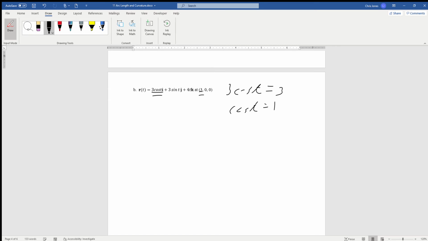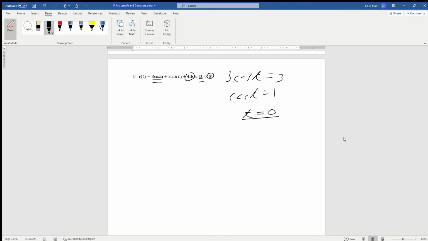And we know that that occurs in a number of places: 0, 2 pi, 4 pi, negative 2 pi, etc. But we also need 4t to be equal to 0 as well. So it seems like t equals 0 is going to be the best location for this. All right, so now we know t.